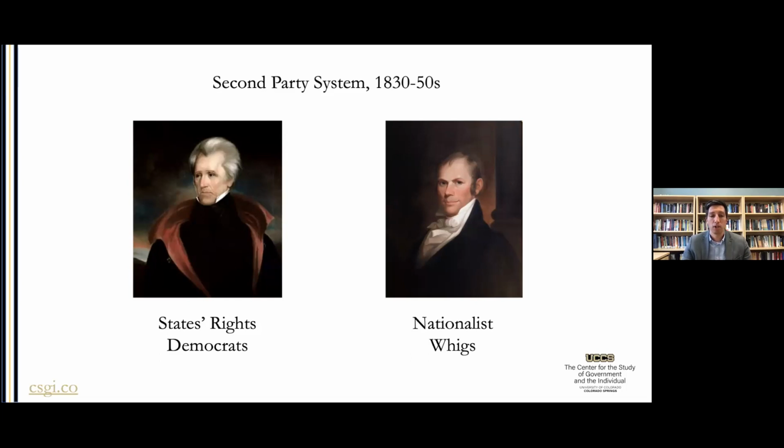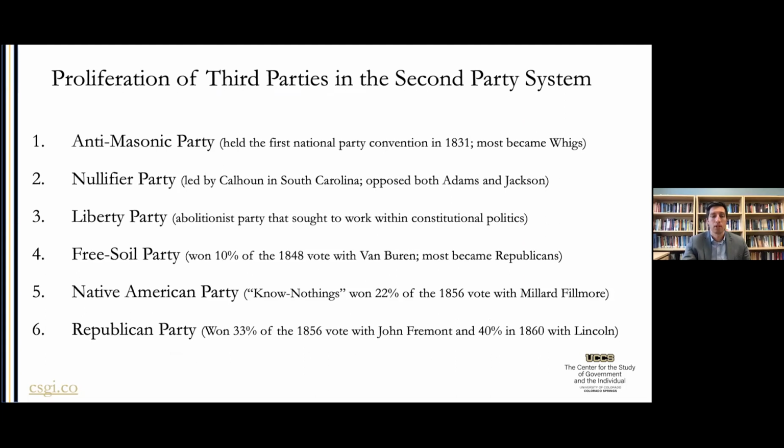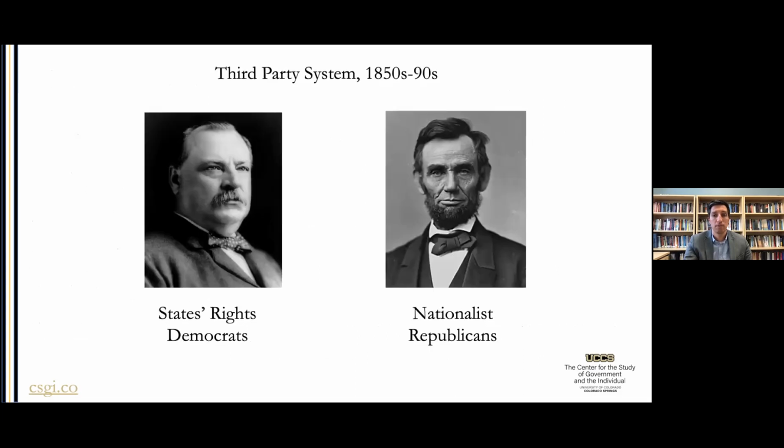Jackson's Democratic Party, like Jefferson's Republican Party, was in favor of states' rights, less national government power. You can see Henry Clay on the right there. His Whig Party was more nationalist, wanted more national government power. There was a series of third parties that I won't talk about today. We can talk about them in the Q&A if you want. But one of them was the Republican Party, and it eventually became one of the 2 major parties in 1860.